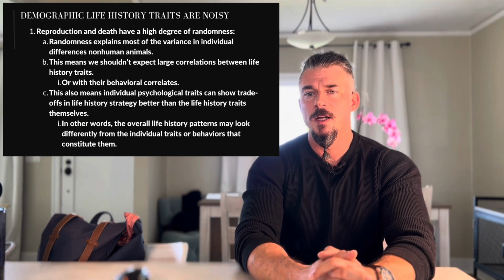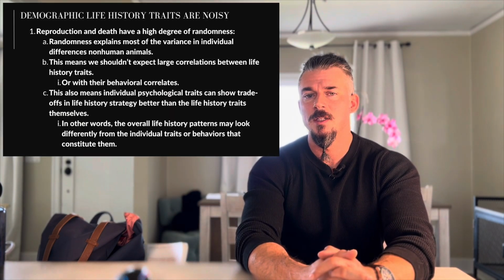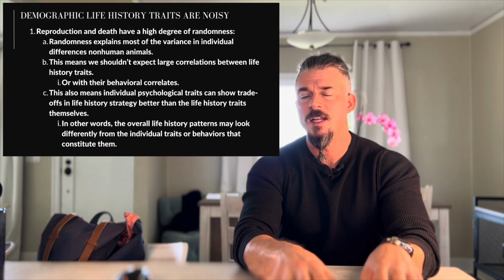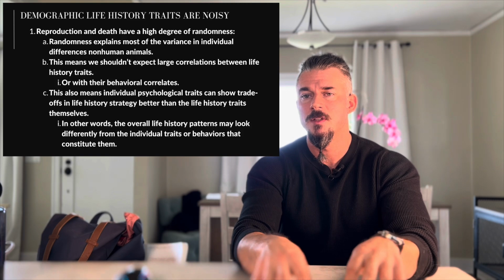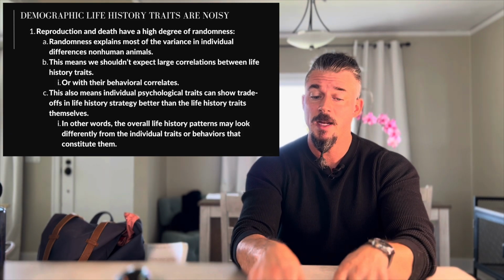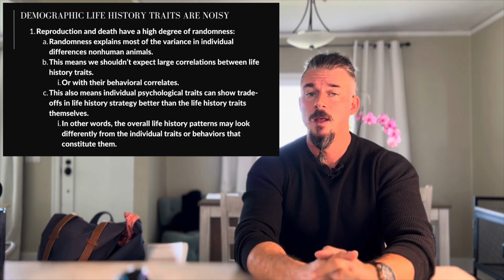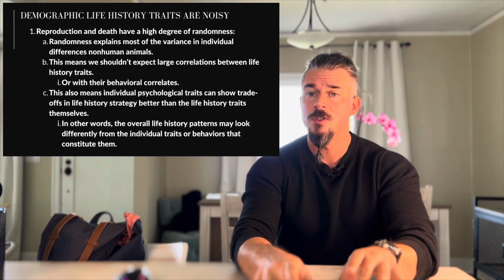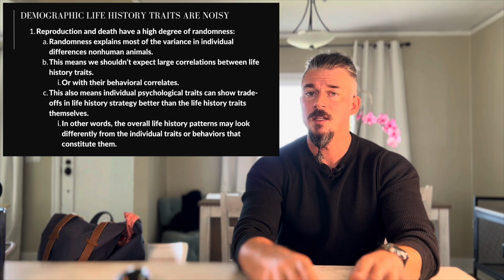Demographic life history traits are noisy, is what they say here. And what does that mean? There's a high degree of randomness as far as reproduction and death are concerned, which are two big parts of this life history strategy, right? Fast life history strategists, particularly non-human animals, are animals with a very short lifespan. But randomness actually explains most of the variance in individual differences in these things in non-human animals.